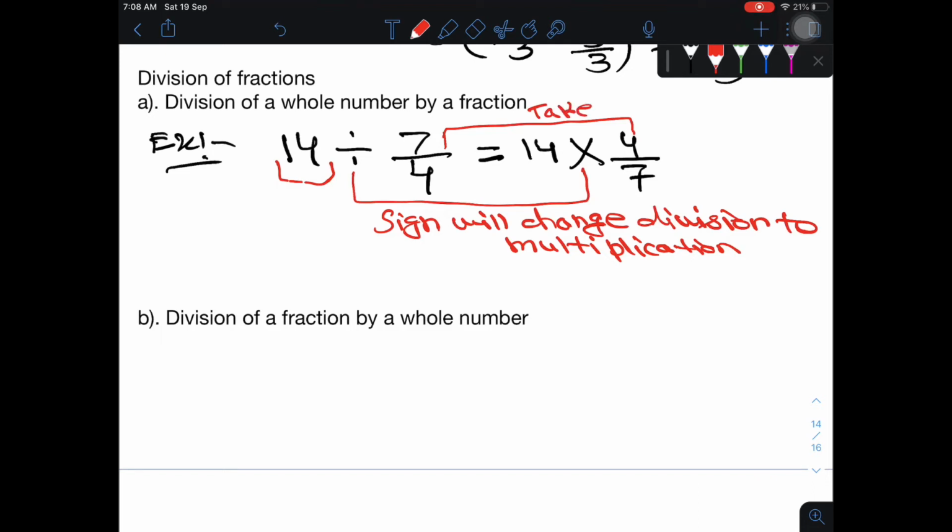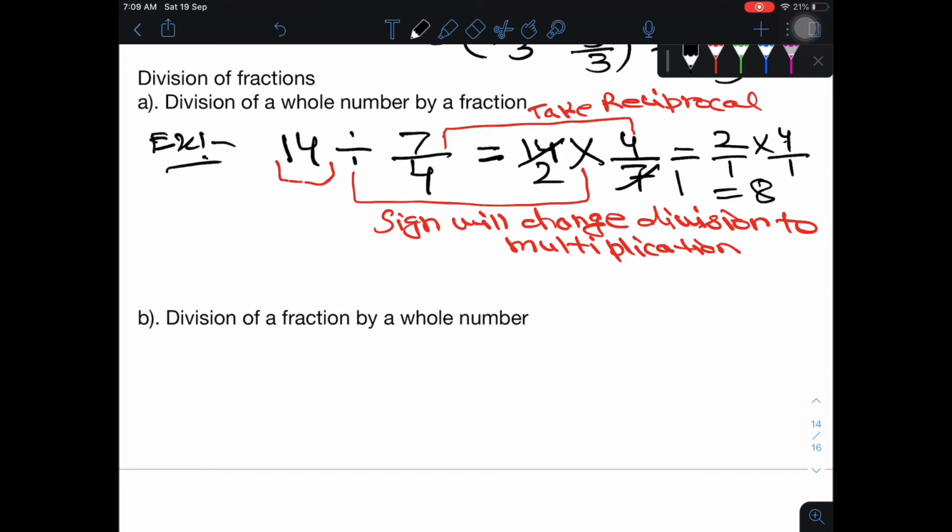Take the reciprocal, I have written it so you can always remember. Now 7 1s are 7, 7 2s are 14. So 2 multiplied by 4/1, I just put a numerator of 1 for your reference, and your answer will come: 4 2s are 8. So when 1 is in the denominator, there is no need to write 1. So your answer will be 8. Okay.